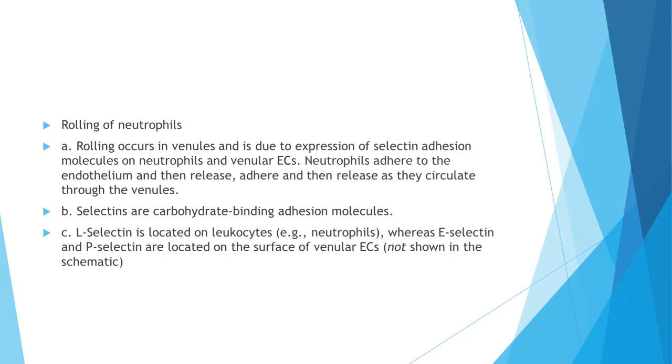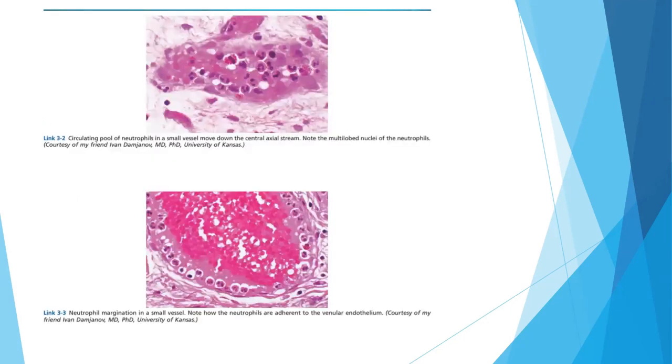Now, the L-selectin is located on the leukocytes, whereas E-selectin and P-selectin are located on the surface of the venular endothelial cells. Here you can see the circulating pool of neutrophils in a small vessel which move down the central axial stream. And here we can see the neutrophil margination in a small vessel here.